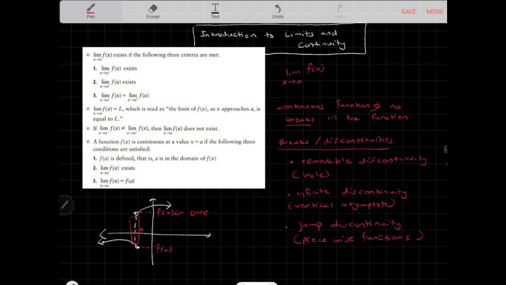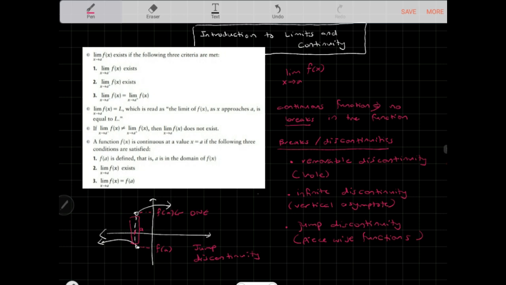Okay, so once again, a continuous function is basically a function where you can draw it without lifting your pen. There are no breaks, which include removable discontinuities, infinite discontinuities, and jump discontinuities, right? So this guy here was an example of a jump discontinuity. We're going to take a look at this later.